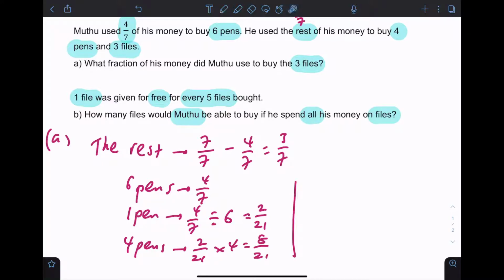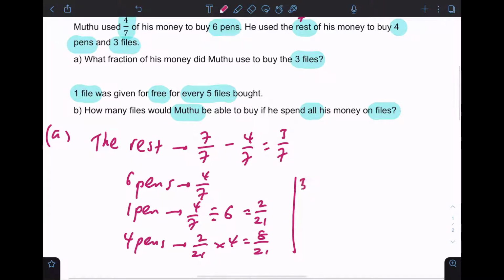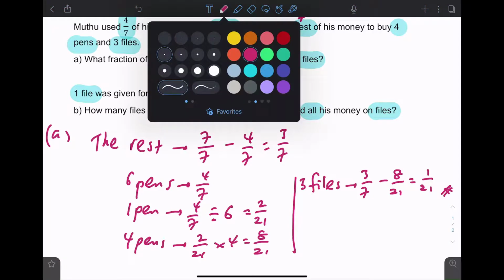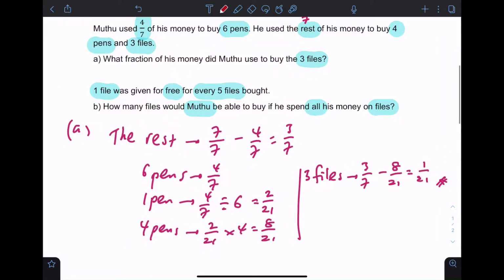Okay, I know that he spent the rest of his money on these 4 pens and the 3 files. So which means the 3 files and the 4 pens would actually cost him 3/7 of his money. Take away the 4 pens, and we'll get the fraction for the 3 files, which is 1/21. Okay, this is the final answer for the first part of this question. Now, second part.